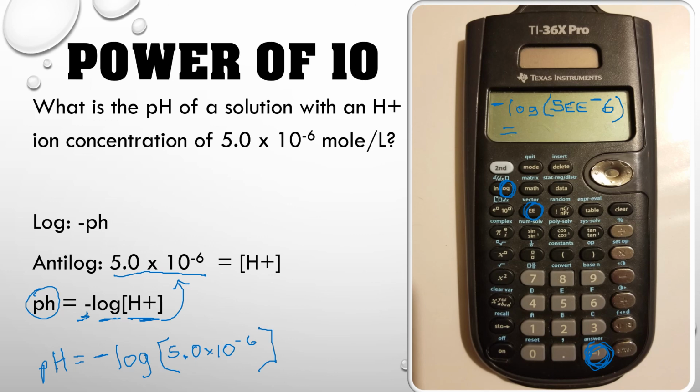And let me pull that up on my actual calculator. So you end up getting 5.3010299996. So the pH is 5.3010299996.